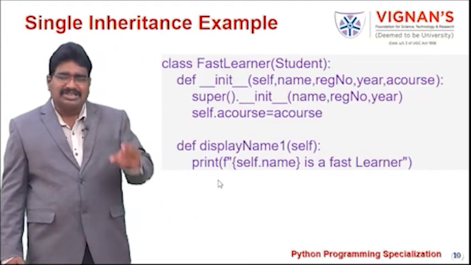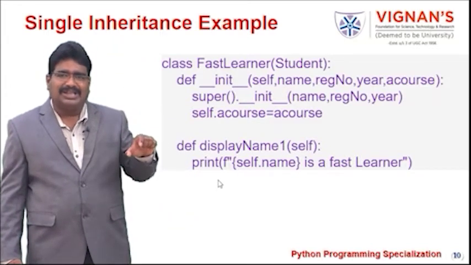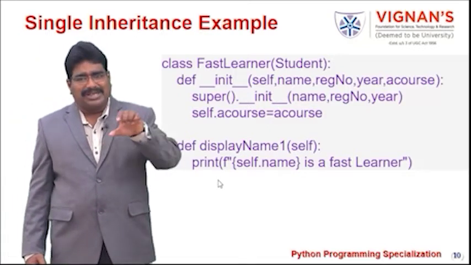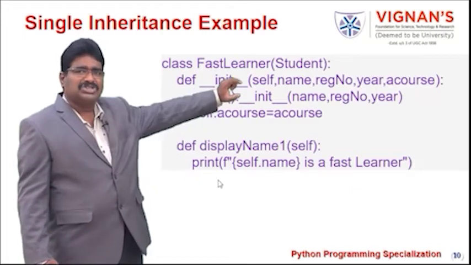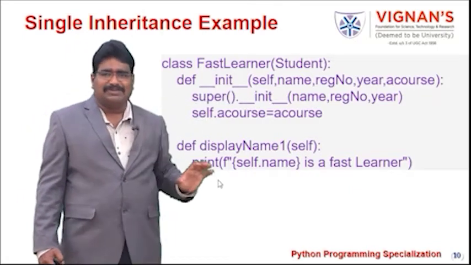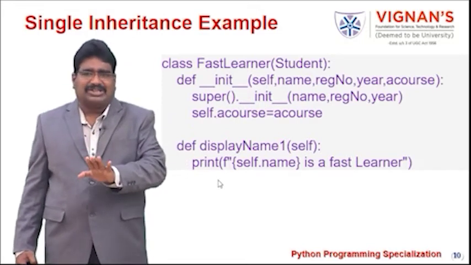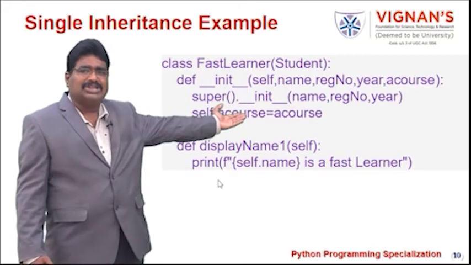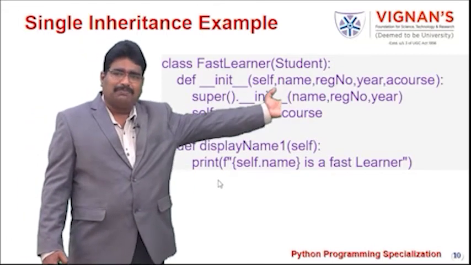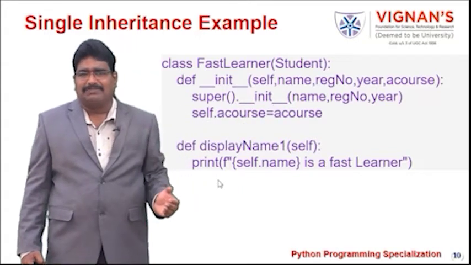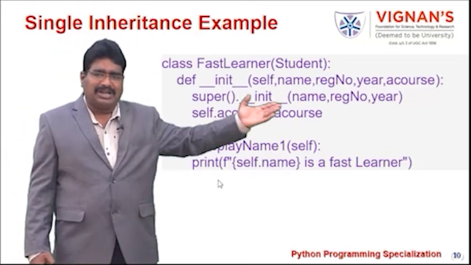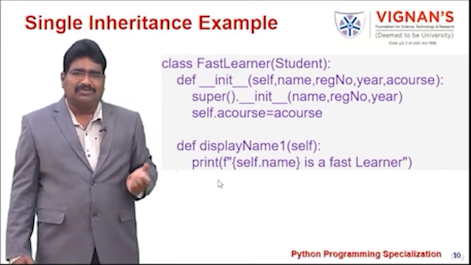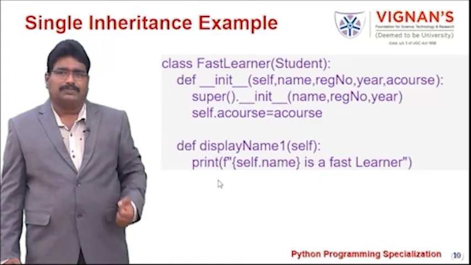So this is the way whenever we need to define the constructor of the derived class, and if we want to use its parent class constructor, we must use super().__init__. That is nothing but init is used, it is a constructor. But whenever we need to call the parent class constructor, we compulsorily use super().__init__, and we need to pass the parameters, that is the name, register number and year. Automatically those three values are assigned to the attributes of the fast learner object.